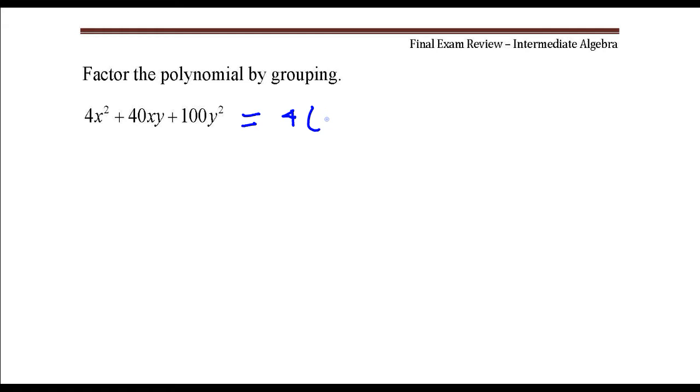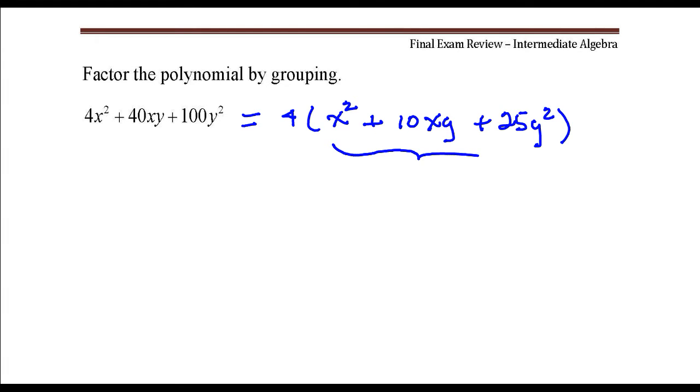So that leaves me with 4 times x squared plus 10xy plus 25y squared. This 4 is going to be on the outside for the remainder of this problem. I'm going to factor this trinomial using the factoring by grouping method, and this 4 is just going to be on the outside for the remainder of this problem. Okay, so I'm just going to write it over here.